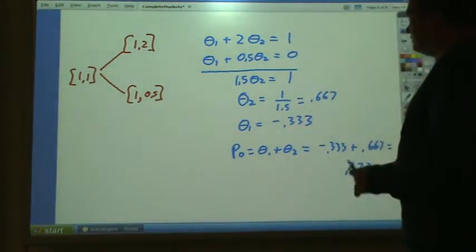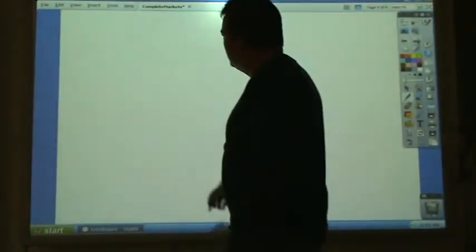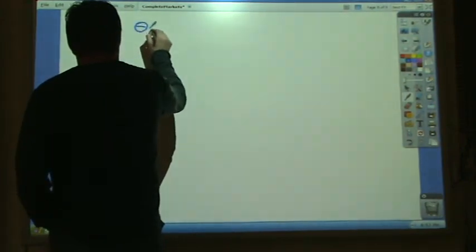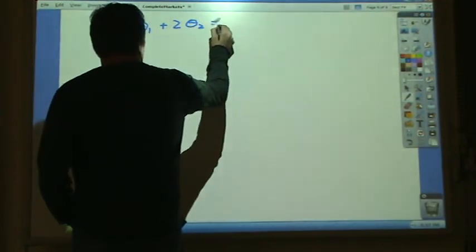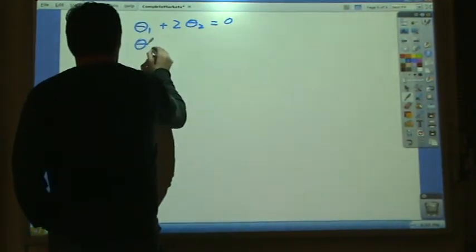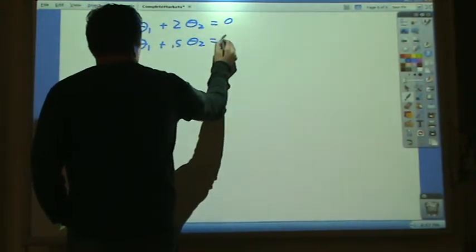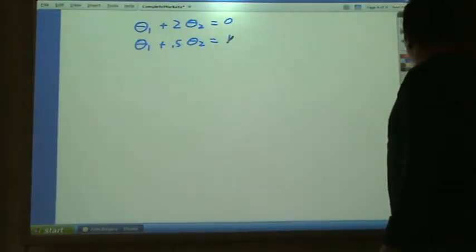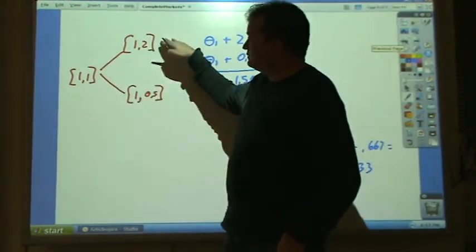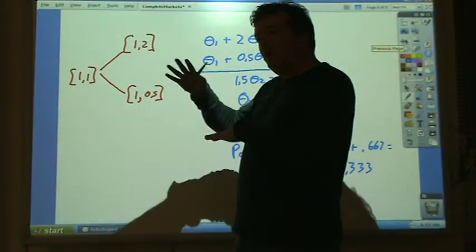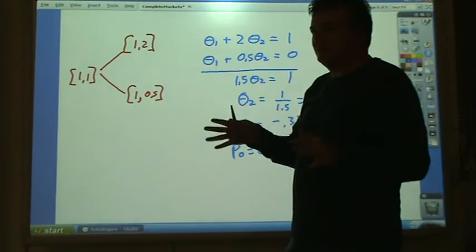And we could do a similar thing for the other way. The other way would be theta 1 plus 2 theta 2 equals 0, and theta 1 plus a half theta 2 equals 1. We want to also have a security that if the market goes down, we get $1, and if the market goes up, we get 0.